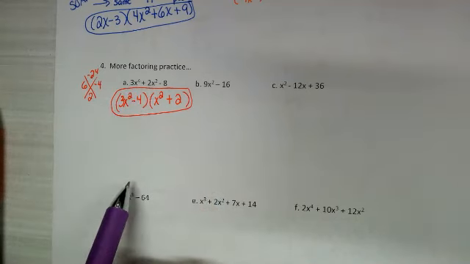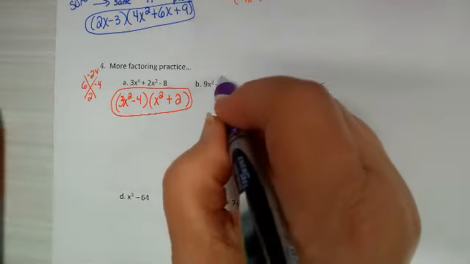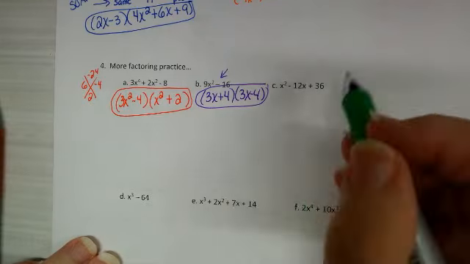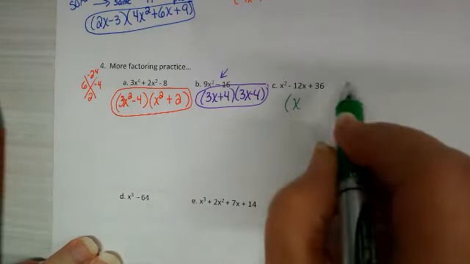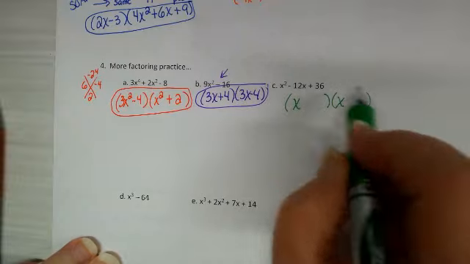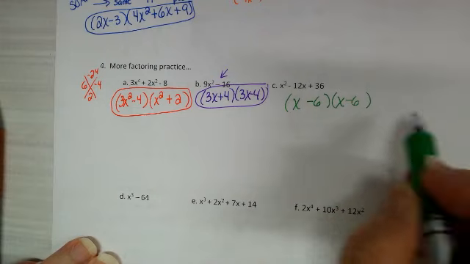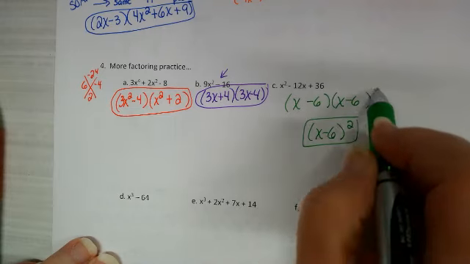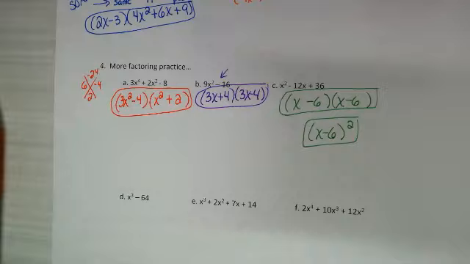That works as well. This one, difference of squares. It's 3x plus 4, 3x minus 4. Okay, so train your brain to look for the difference of squares. We have a difference of cubes down here. All right, this is a regular old quadratic. What are factors of 36 that add up to negative 12? I'm going with negative 6 and negative 6. You can call that x minus 6 squared, or you could leave it as x minus 6, x minus 6.